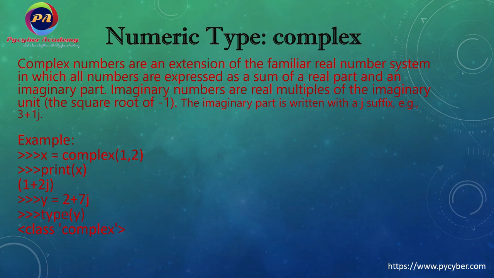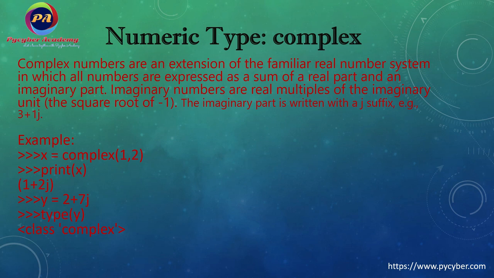For example, we have a real part that is 3 and an imaginary part that is 1, so we write it as 3 plus 1j. If we want to create complex numbers as a Python variable, we can do it in two different ways.